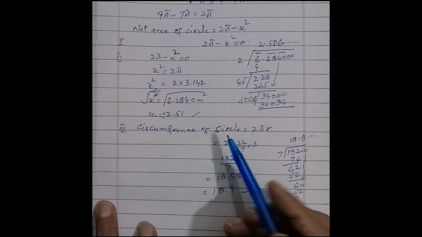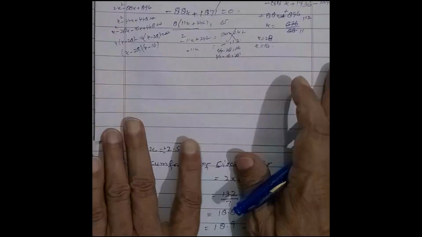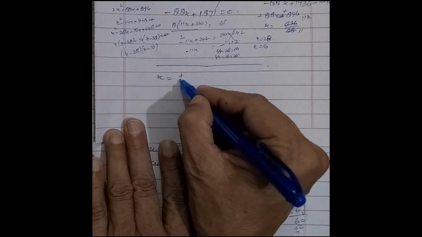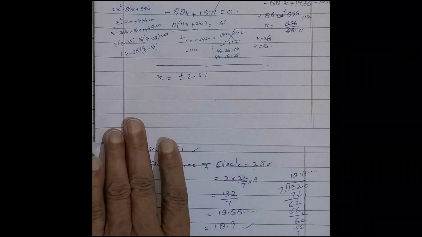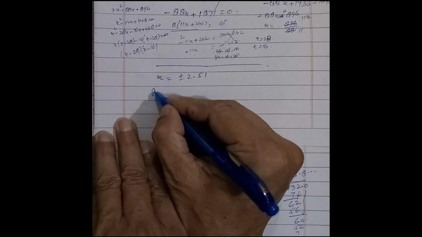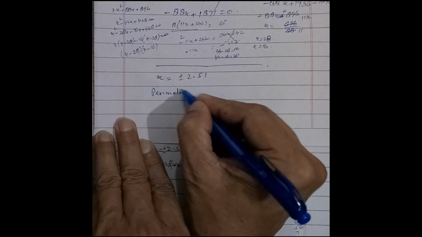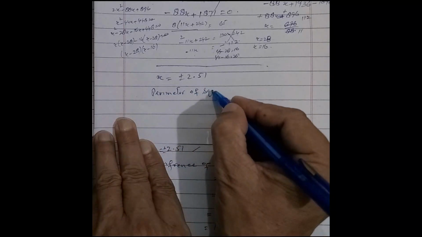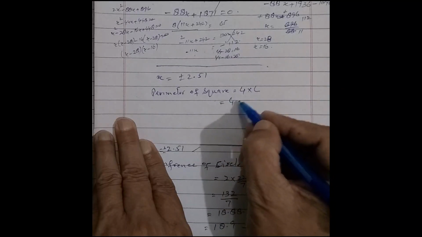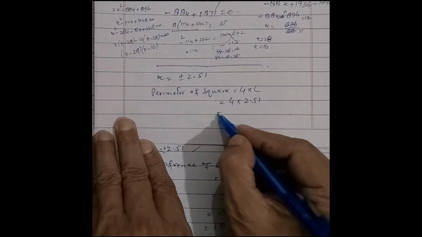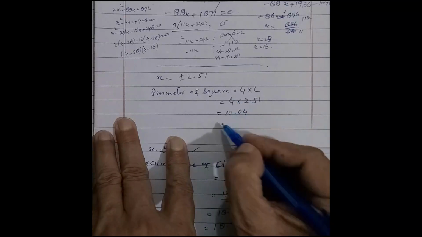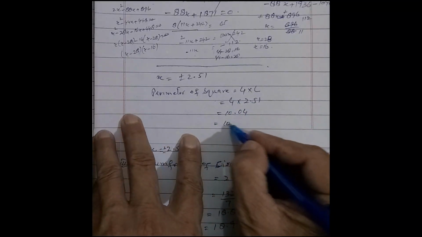The third part is to find the perimeter of the square. x is equal to plus minus 2.51, and it is one length of the square, and we know that the perimeter of a square is equal to 4 times its length. It is 4 multiplied by 2.51. 4 times 1 is 4, 4 times 5 is 20, carry 2, 4 times 2 is 8 and 2 is 10. When we simplify it, it is 10.04.